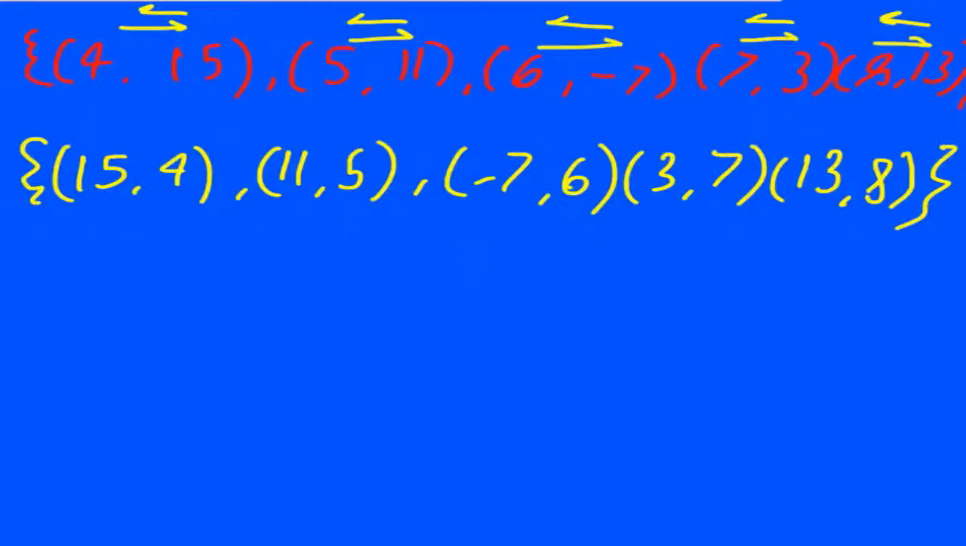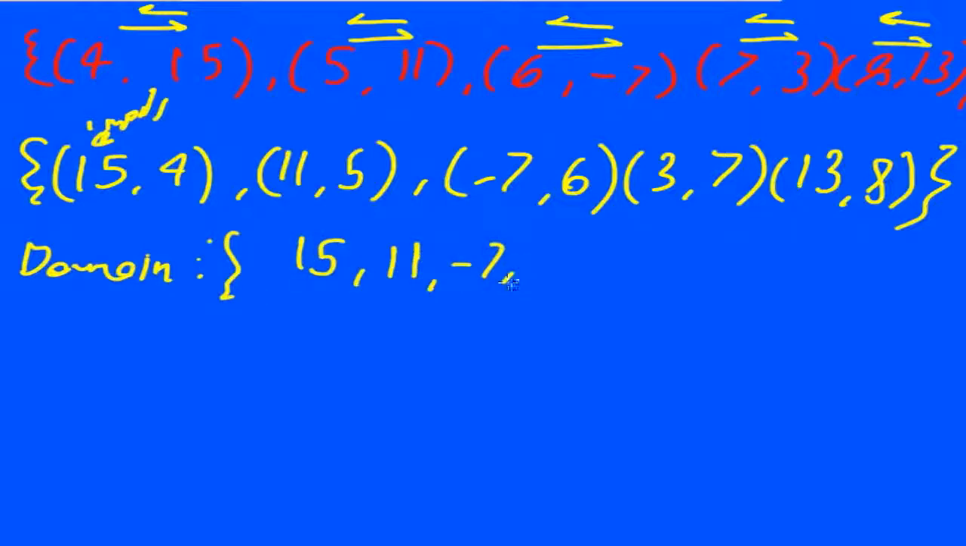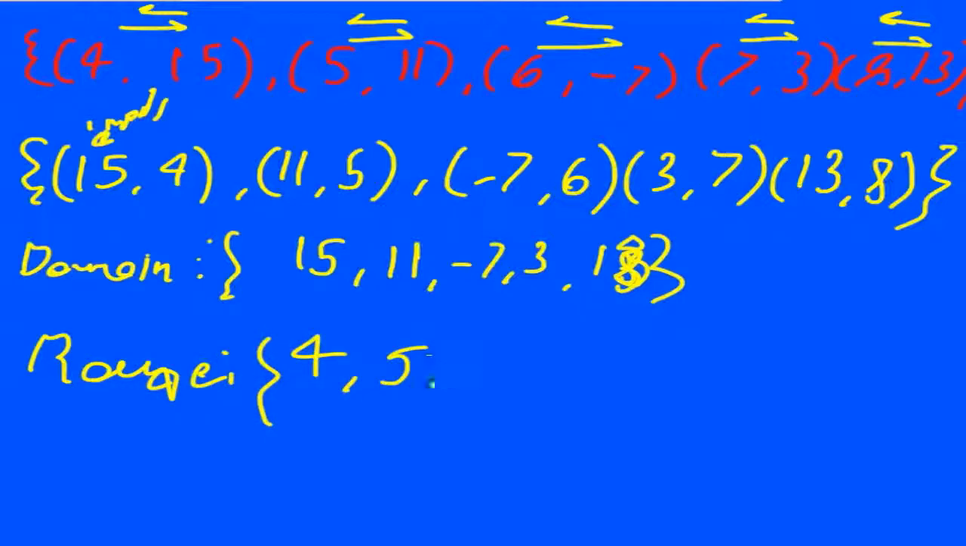And what's the domain of our inverse? Well, the domain are going to be the inputs, right? The first numbers. So domain would be equal to 15, 11, -7, 3, and 13. And the range would be equal to 4, 5, 6, 7, and 8. Yeah, that's your final answer.